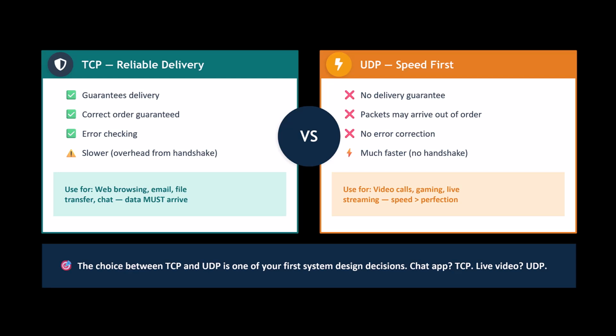So the key takeaway from this is IP handles addressing and routing. TCP adds reliability through the three-way handshake, guaranteeing order and complete delivery. UDP trades reliability for speed. In UDP, reliability is not there. The choice between TCP and UDP is one of your first system design decisions.